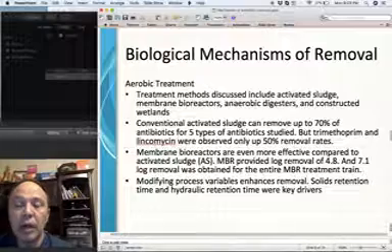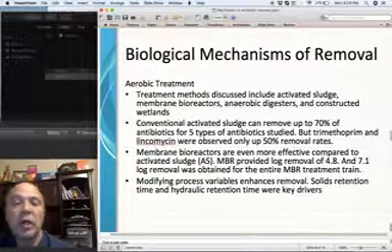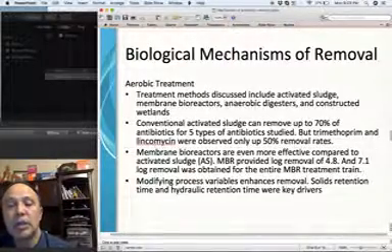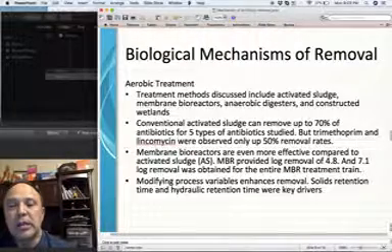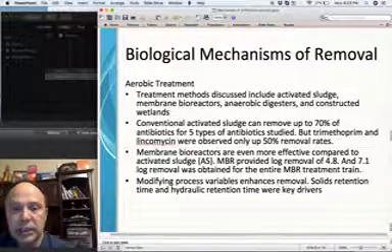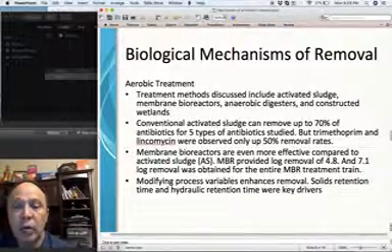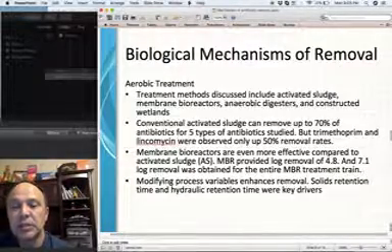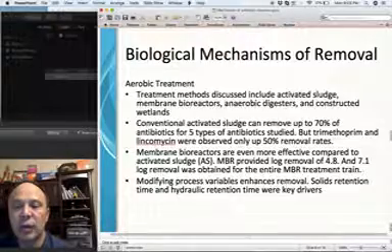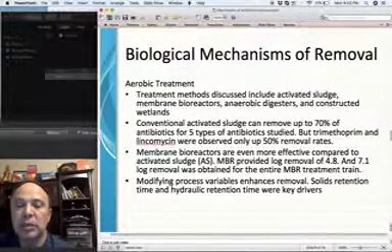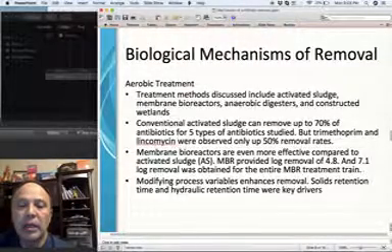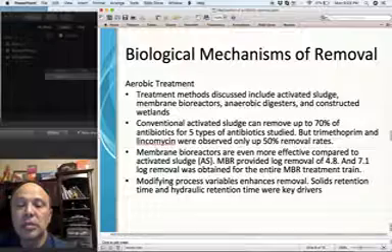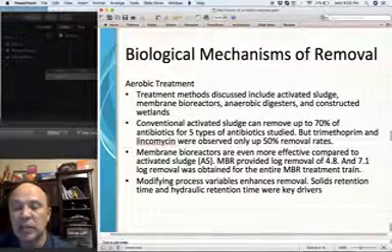Now moving into biological mechanisms of removal, I talk about aerobic treatment, and I go into technologies such as activated sludge, membrane bioreactors, anaerobic digesters, and constructed wetlands. So conventional activated sludge, which is something a lot of us are familiar with, can remove up to 70% of antibiotics, and this was for 5 classes of them. But trimethoprim and lincomycin were observed to only be removed up to 50%, so not as good.